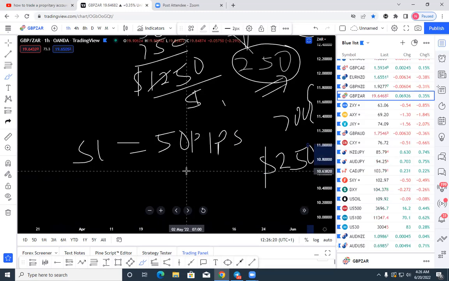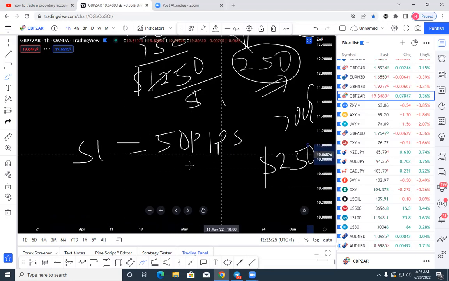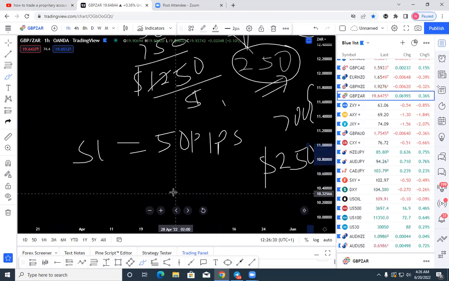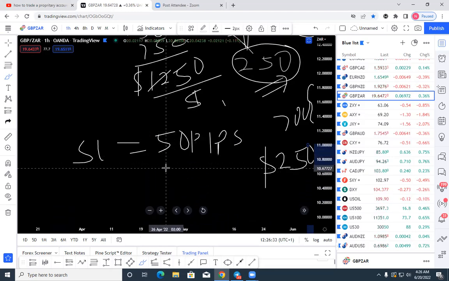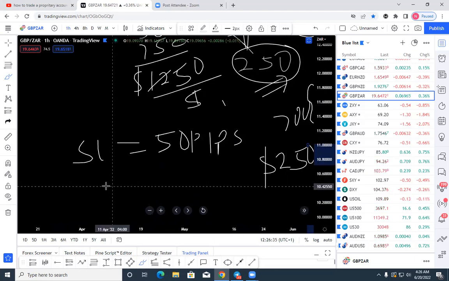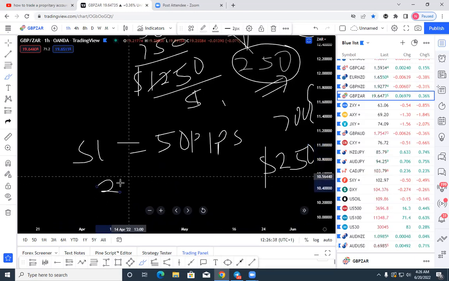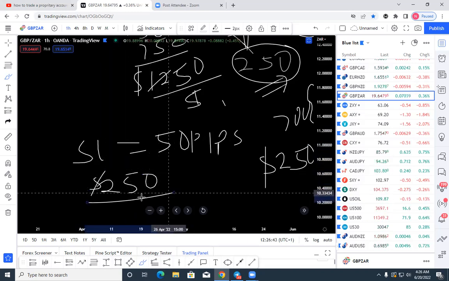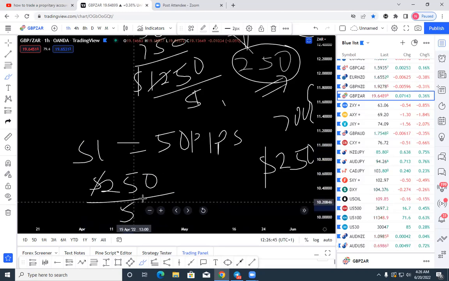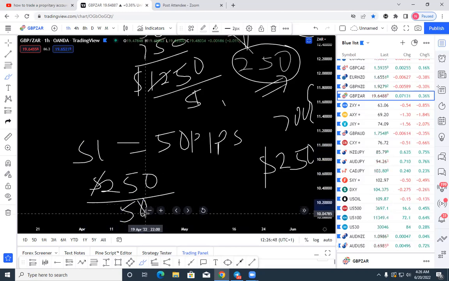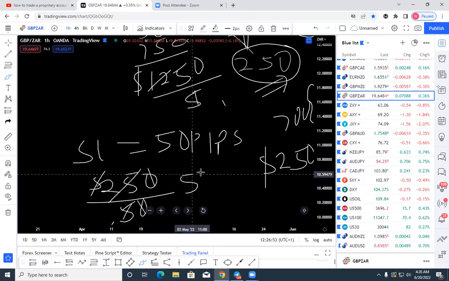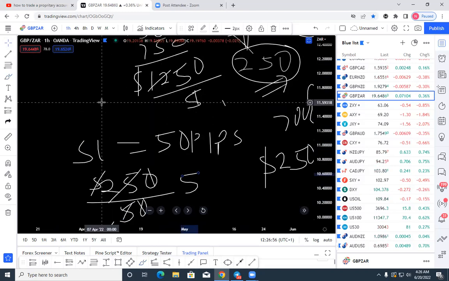Okay, so this $250, guys, how do you now get the lot size you are going to use for this trade? What you are going to do is simple. Just say $250 divided by 50. Cancel 0 and 0, 5 here 1, 5 here 5. Does it mean you are going to use 5 lots? No.